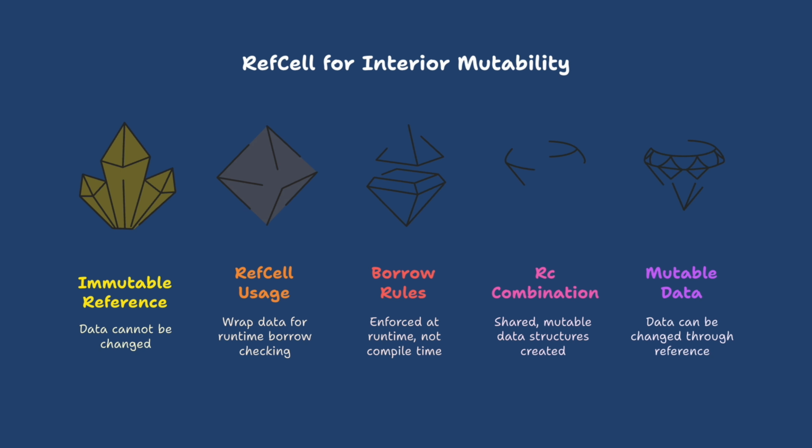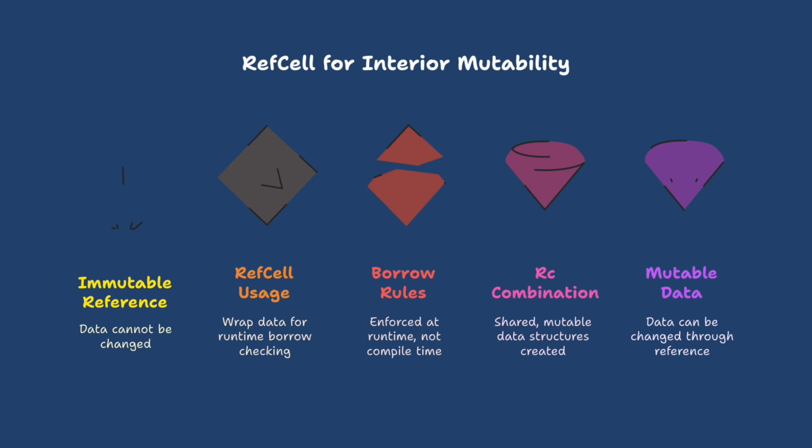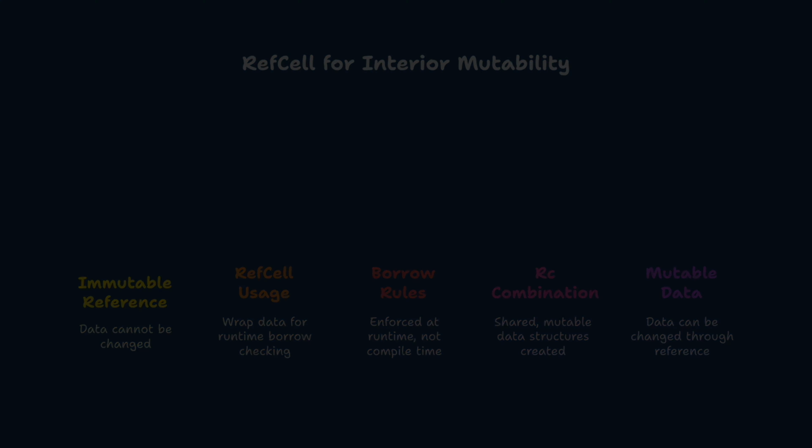So, to summarize, RefCell is your tool when you need interior mutability, the ability to mutate data even through an immutable reference. It enforces the borrow rules at runtime instead of compile time. And when combined with Rc, it becomes a really powerful way to create shared mutable data structures. Experiment with RefCell, try breaking it, and really see those runtime errors. That'll help you internalize how it works.